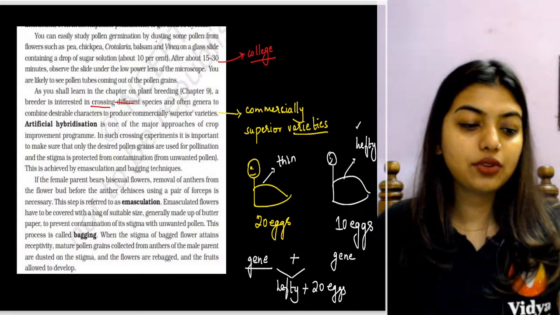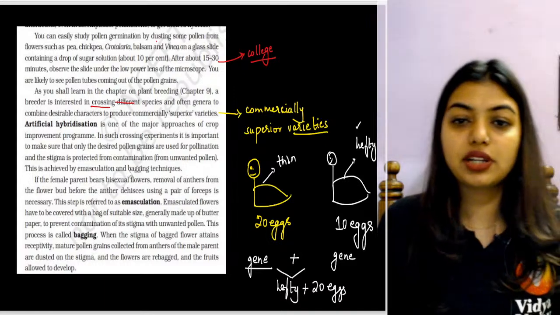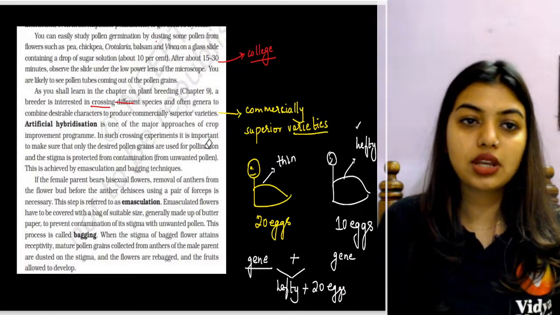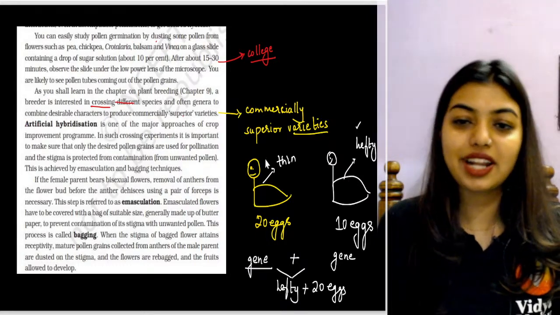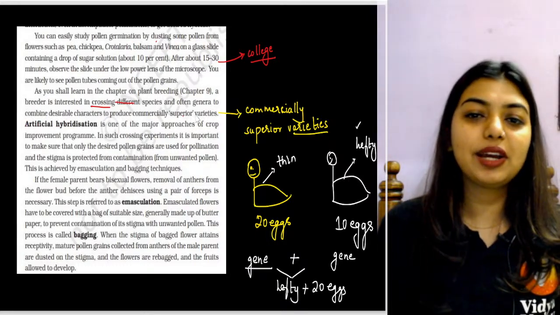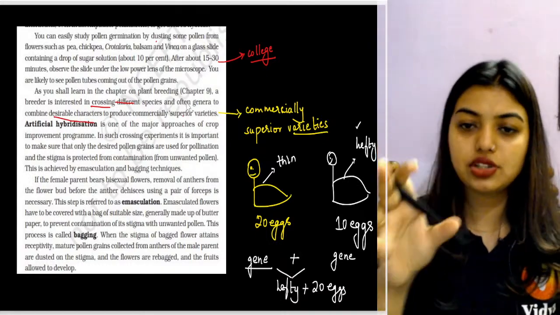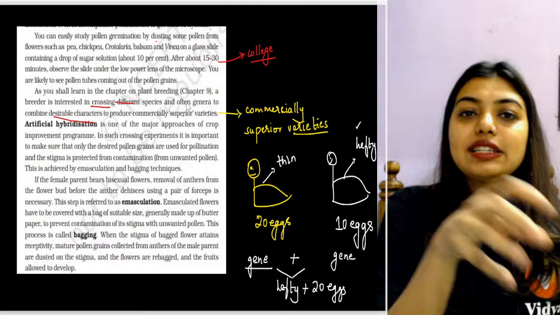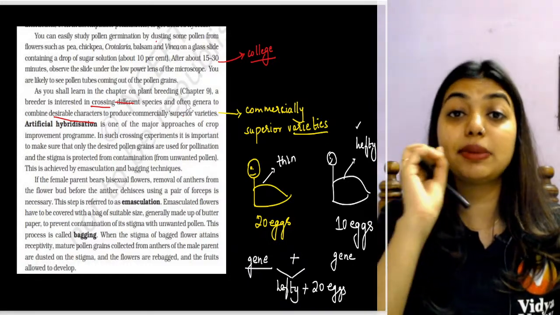Okay, so have you guys seen such a beautiful hen ever in your life? If yes, please put it in the chat box. This is the most precious hen that I've ever drawn. Okay, so I'll write it here. This is hen. Now look here. To combine desirable characters to produce commercially superior variety. So now I have made a superior variety which is hefty and also going to lay 20 eggs. Now the same thing is going to happen in plants, but how are they going to do it?